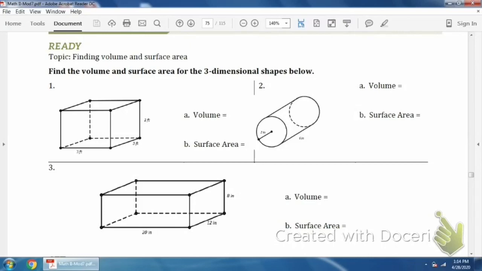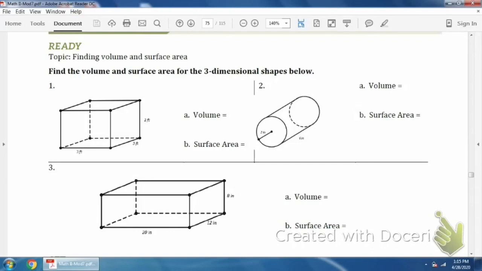Okay, so for a cylinder, like number 2, the volume is a little bit different. It's the area of the base times the height. So it's pi r squared, that's the area of a circle, times h, which in this case is 6. So you're finding the area of the circle, like the bottom of the cylinder, and then multiplying that by how tall it is. That's how you find the volume.